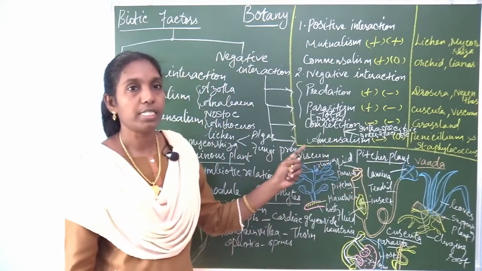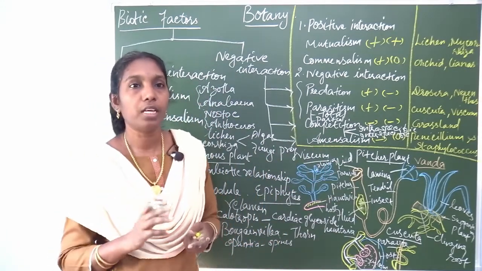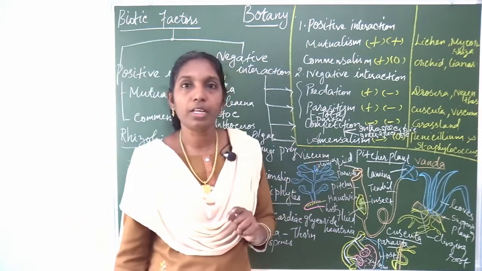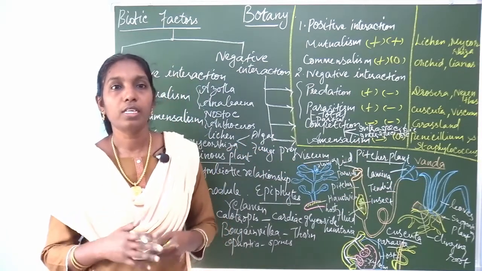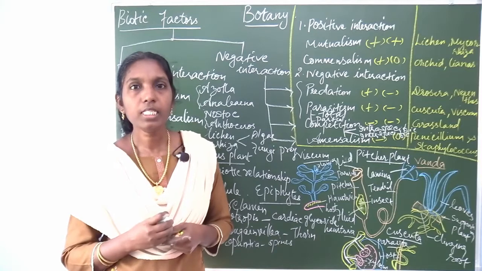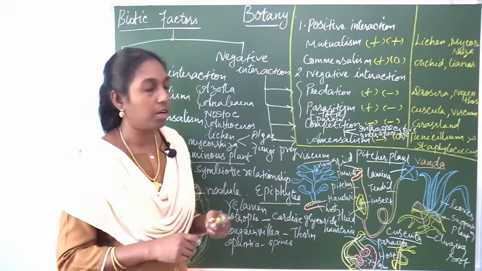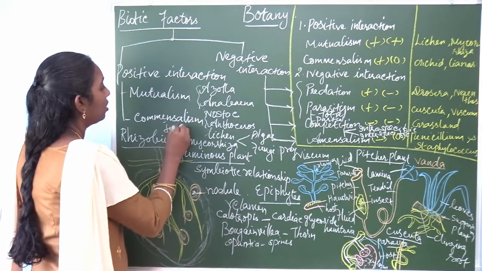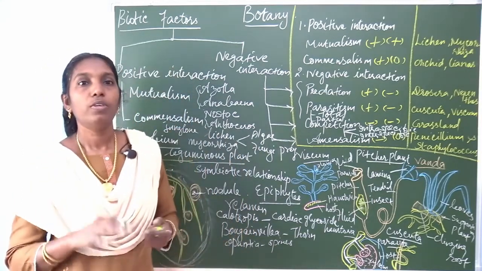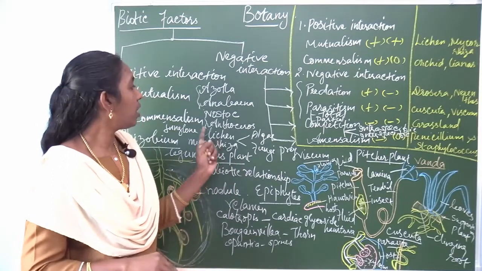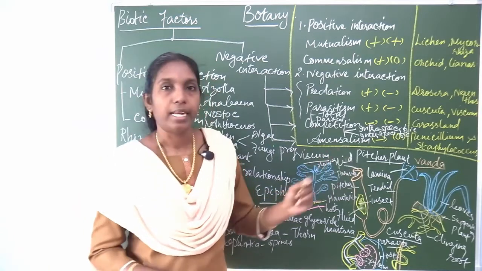Another example of amensalism is Trichoderma, which inhibits the growth of fungus. And the roots of the black walnut secrete an alkaloid called juglone. Juglone is the alkaloid which inhibits the growth of the seedlings, even the seedlings of walnut. Such examples are amensalism.